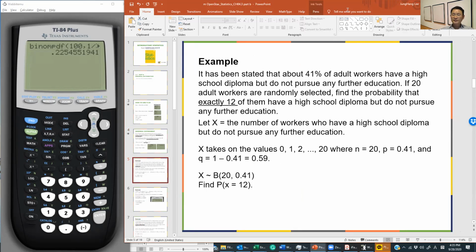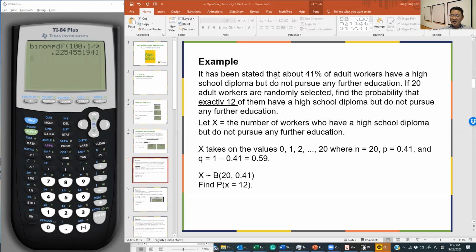But I guess the difficult part is that we have to recognize this question as a binomial question, because in most cases, the question will not say, oh, use binomial. They will not say it. We have to figure it out, right? So let's try this.